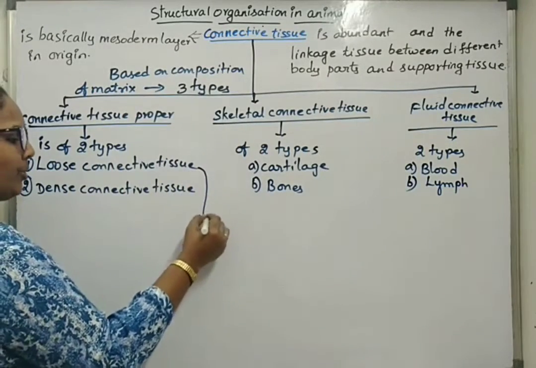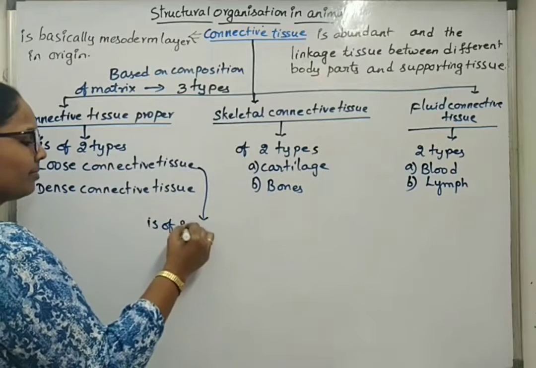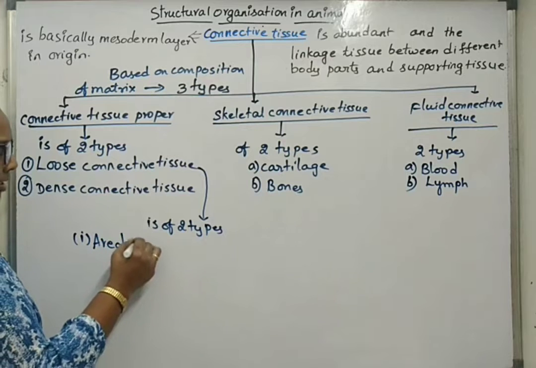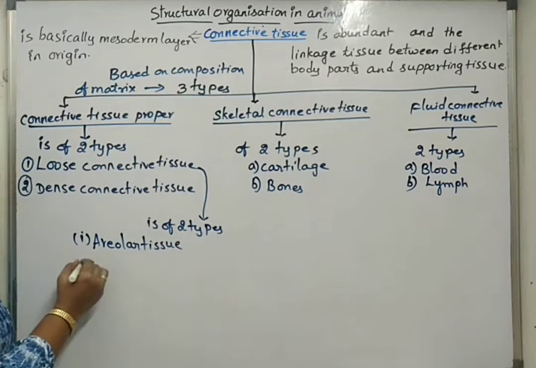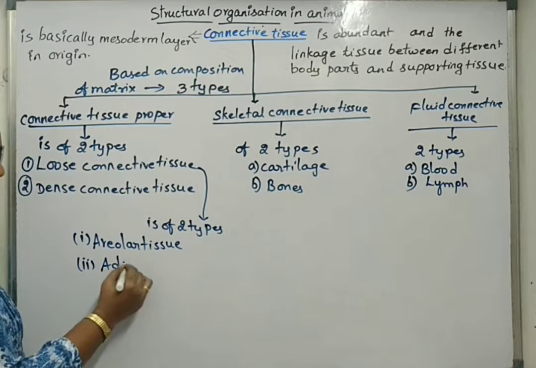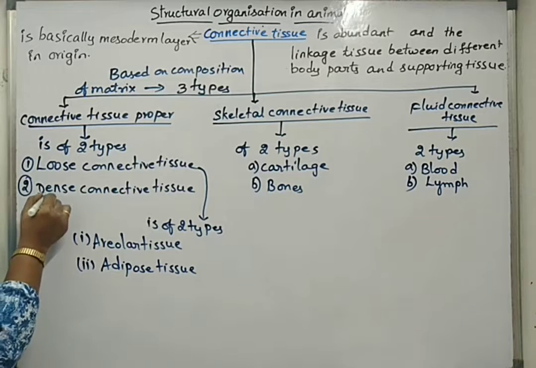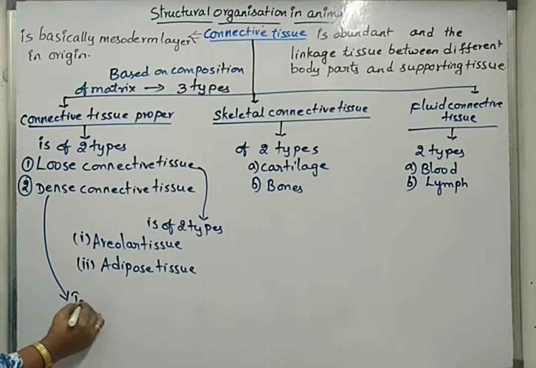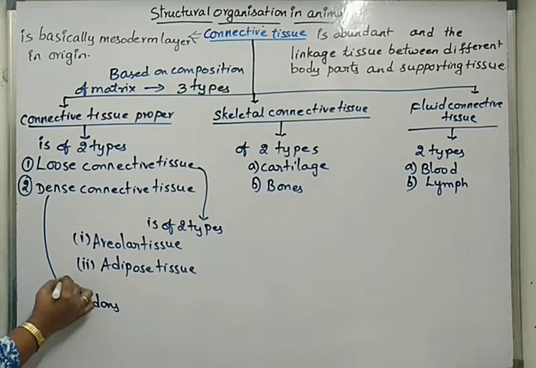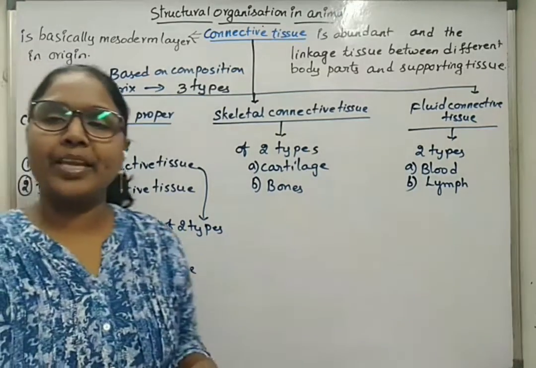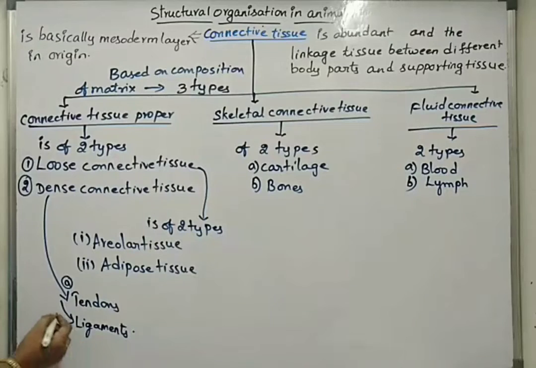This loose connective tissue again is of two types. One is areolar tissue. Second one, adipose tissue. Now, under dense connective tissue, we read about tendons and ligaments. Different types of elastic and collagen type of tissues that we read here. So this is B type.